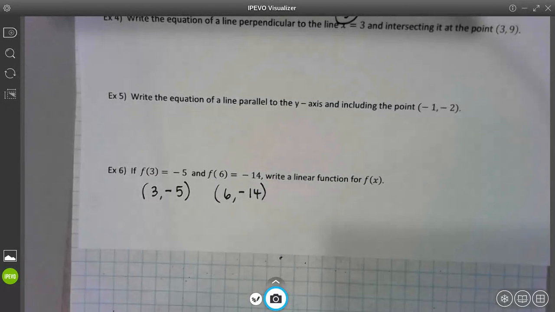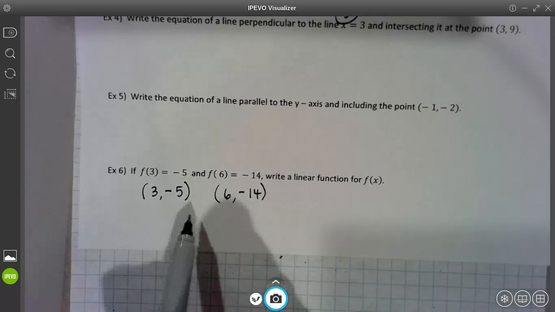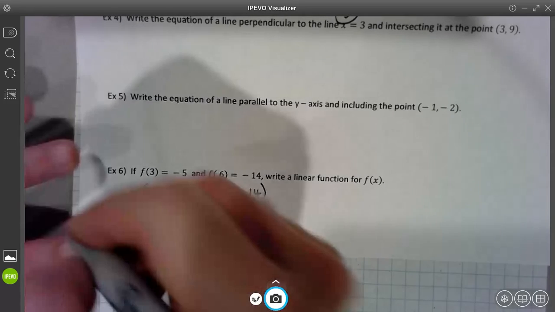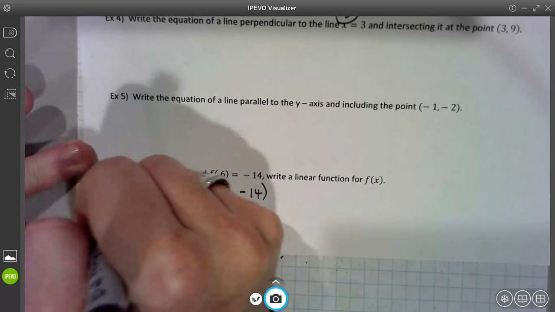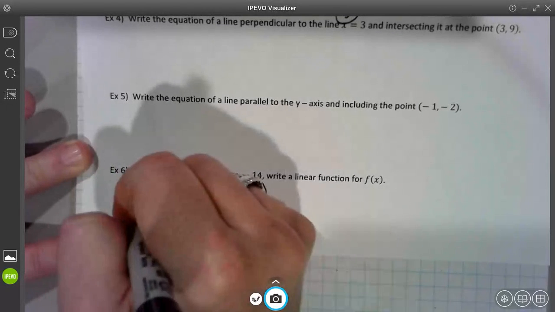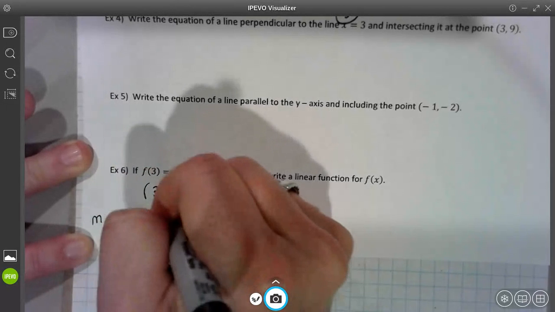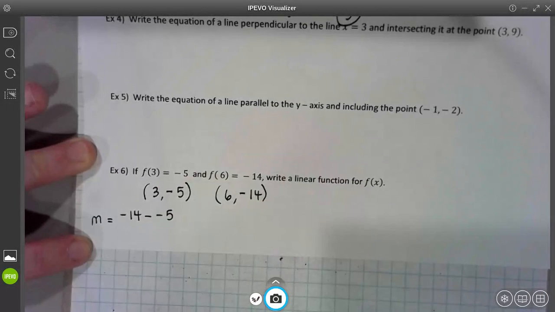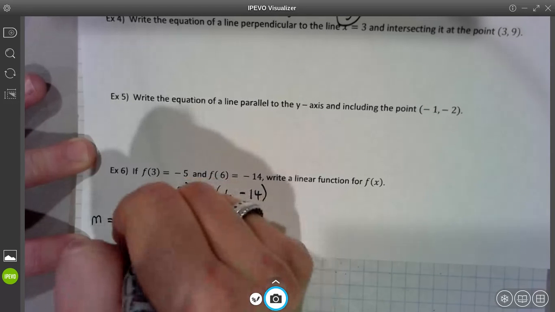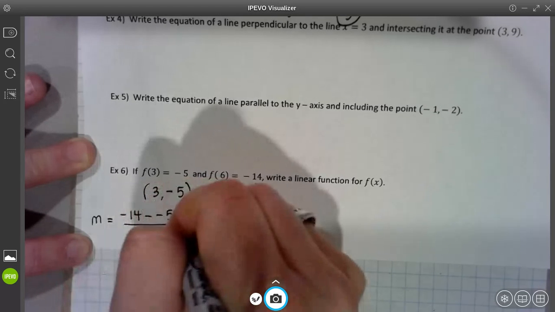So guys, now we need slope and now we need y-intercept. So find the slope using change in y over change in x. Everybody do that right now. I'm going to do negative 14 subtract negative 5 as my change in y. And I'm going to do 6 subtract 3 as my change in x.